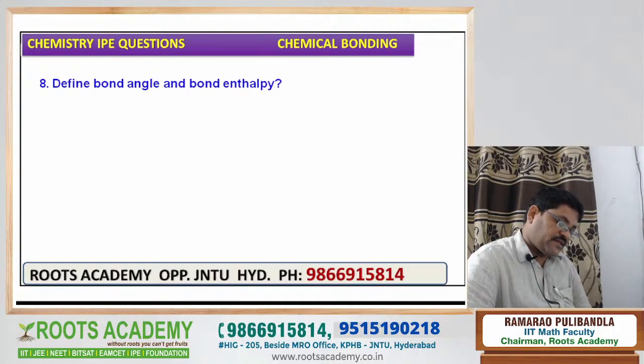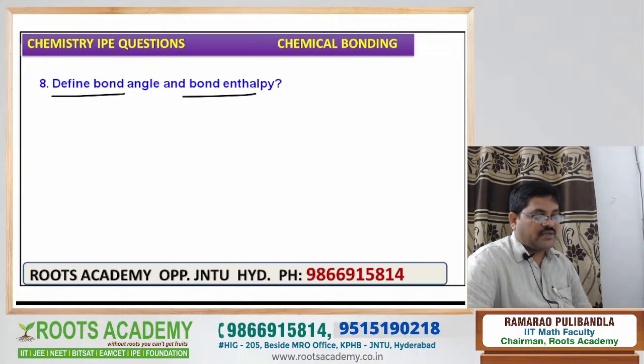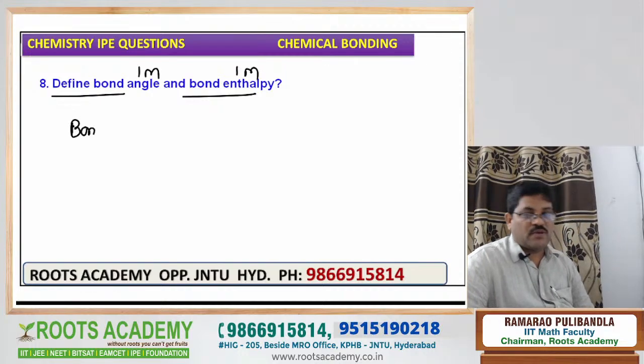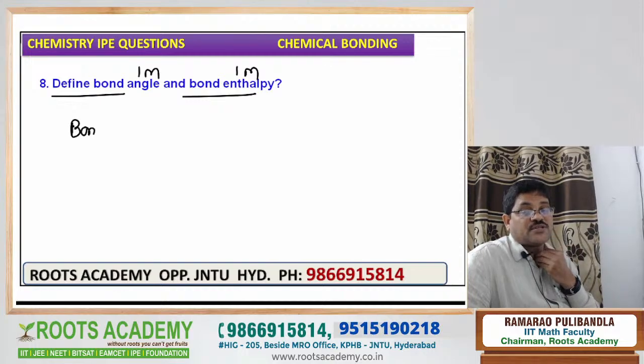And see the next bit. Define bond angle and bond enthalpy. Yes, a simple logical question. So how do you define bond angle? The bond angle definition is for 1 mark. It is a 2 marks question; definitely there is a one or two marks question from chemical bonding, students. Understood what I am saying? Please respond.